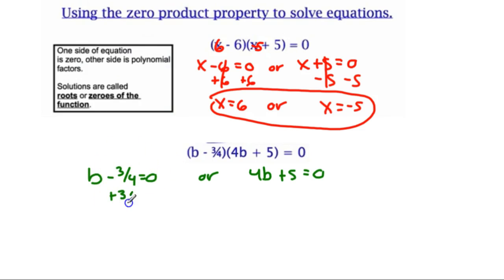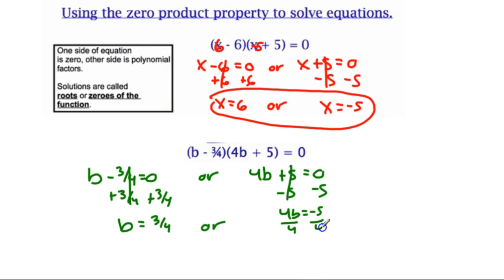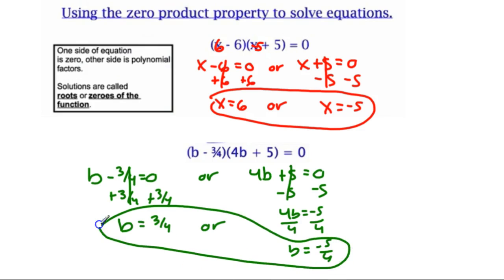So I'll do plus 3/4, plus 3/4, that cancels, b equals 3/4, or on this side I do minus 5, that cancels, 4b equals minus 5, divide by 4, b equals negative 5 over 4. So those are my two answers. If I put 3/4 into this side of the equation, this will equal 0. If I put negative 5/4 into this equation, then this side will equal 0. That's how we do it.